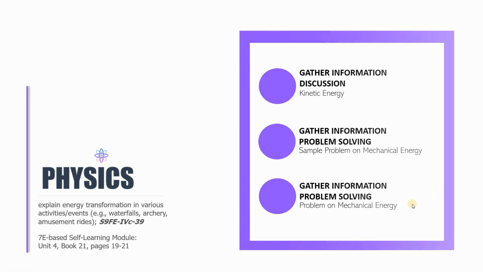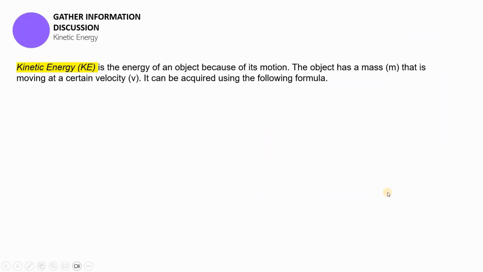Let's begin. So, what is kinetic energy? Kinetic energy is the energy of an object because of its motion. Kapag gumagalaw ang isang bagay, it's actually possessing some kind of energy, and that is kinetic energy. The object has a mass and it's also moving, so it has velocity, and it can be acquired using the following formula. Unlike momentum, kinetic energy is equal to the product of the square of the velocity multiplied by the mass divided by 2.